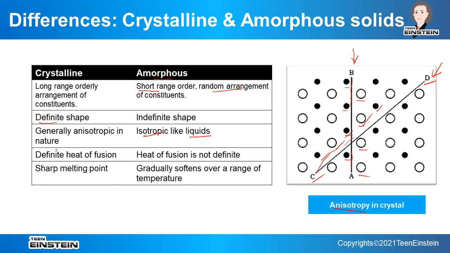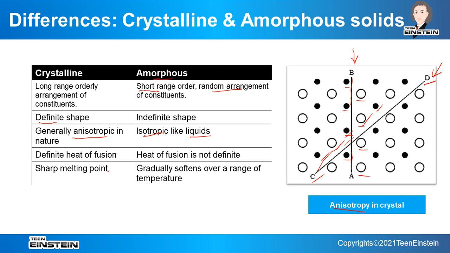But if it is crystalline, then because of this difference that we have seen here, when we are moving across CD or AB, it is not the same. So that is why physical properties are not the same in all directions. That is why it is anisotropic. Though there is long range order, don't confuse these two things. Crystalline, it is true that there is long range order and arrangement, but they are anisotropic in nature. On the other hand, amorphous, there is random arrangement, but they are isotropic like liquids.